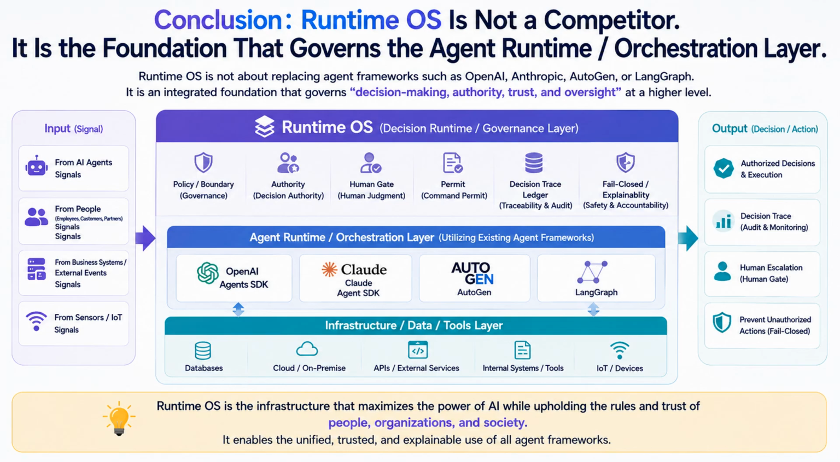These platforms handle agent reasoning, planning, coordination, and tool execution. And above them sits Runtime OS, governing decision, authority, policy, human gate, permit, and trace. Runtime OS does not receive signals only from AI agents. Requests from people, events from enterprise systems, and detections from sensors or IoT devices can all be treated as signals.